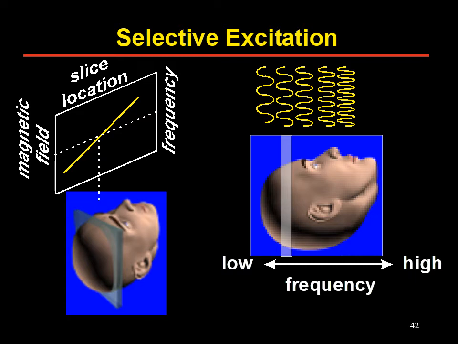And what this does is it creates a distribution of precessional frequencies at the chin end of the head compared to the vertex end of the head. At the vertex end of the head, where the magnetic field is lower, the precessional frequency will be lower. At the chin end of the head, the precessional frequency will be higher.